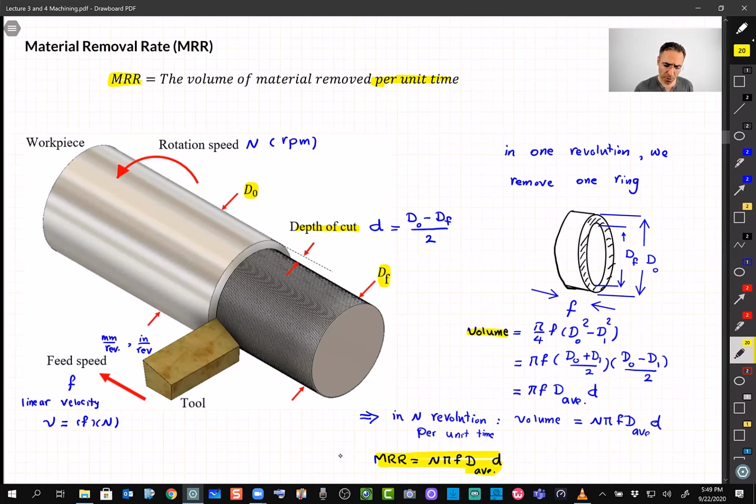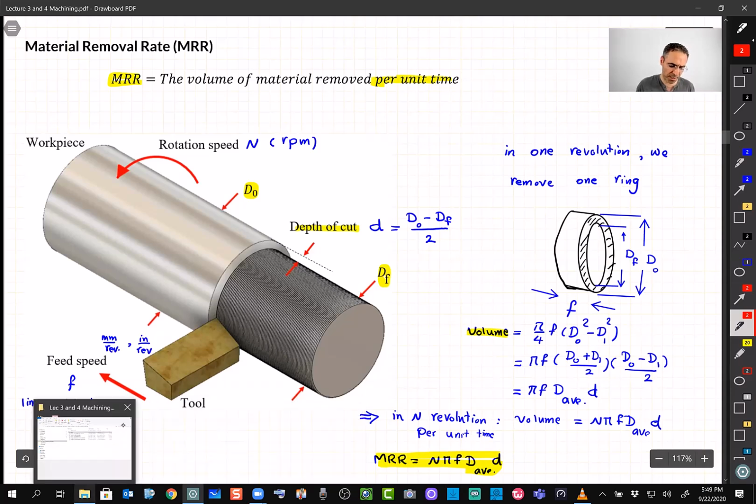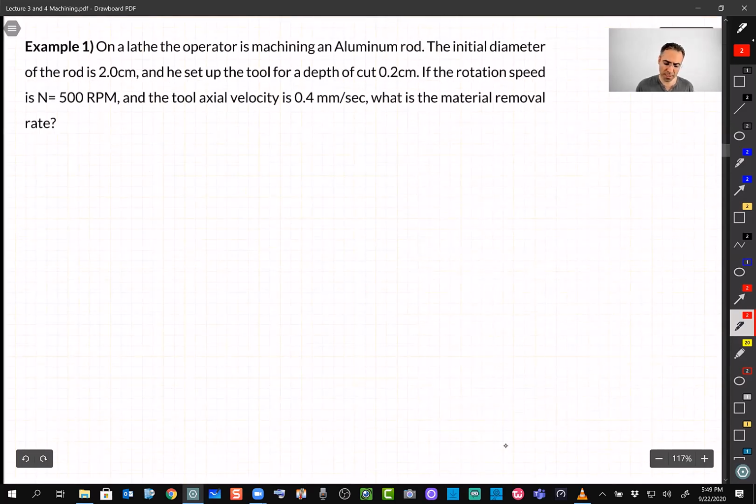So again, don't forget, if you have the velocity, we have a formula for linear velocity, which is f multiplied by N, right? So in this formula, you can replace N multiplied by f by velocity: pi D average multiplied by d. Let's solve one quick example before we end today's session. Today was mainly a lot of introduction. Hopefully next session we'll do more things.